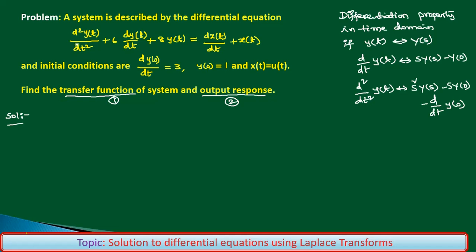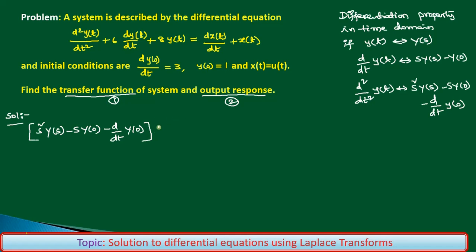So we convert the differential equation into S domain using the differentiation property in time domain. The first term is the double derivative of y of t, so we write it as s square y of s minus s y of 0 minus d by dt of y of 0. So this is the first term.